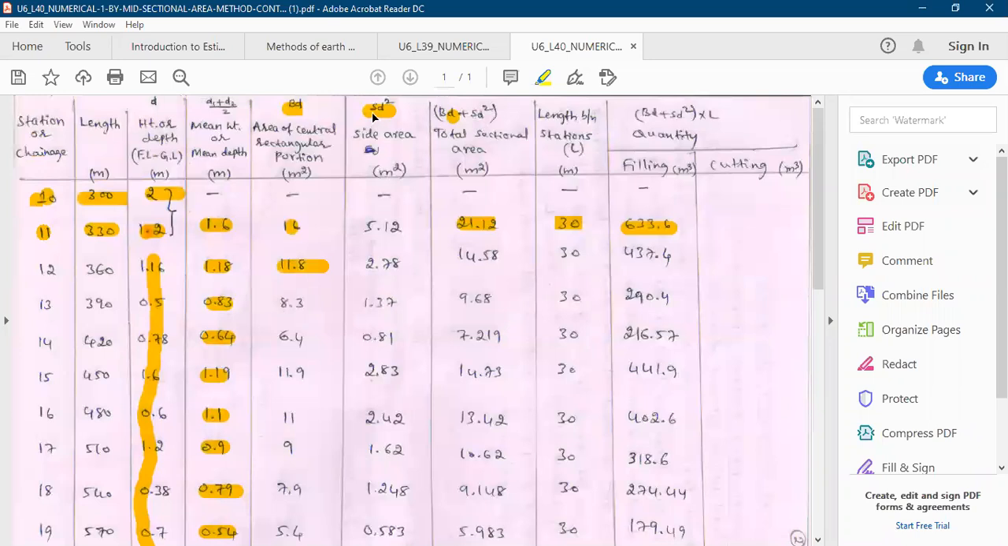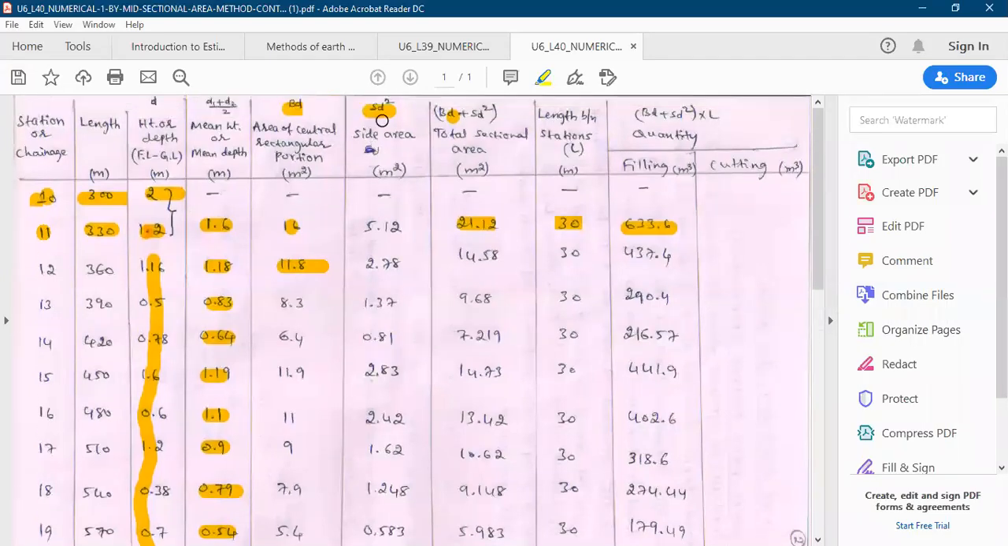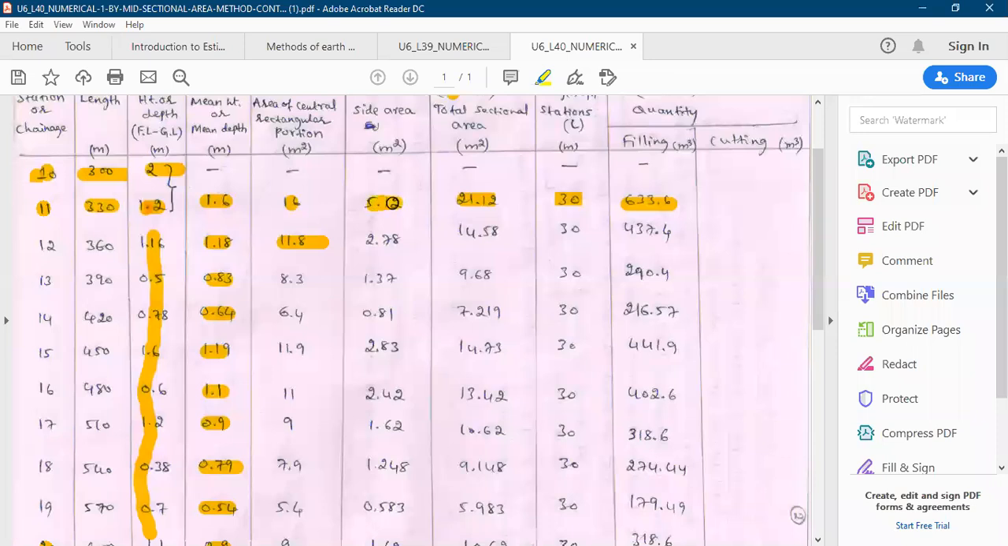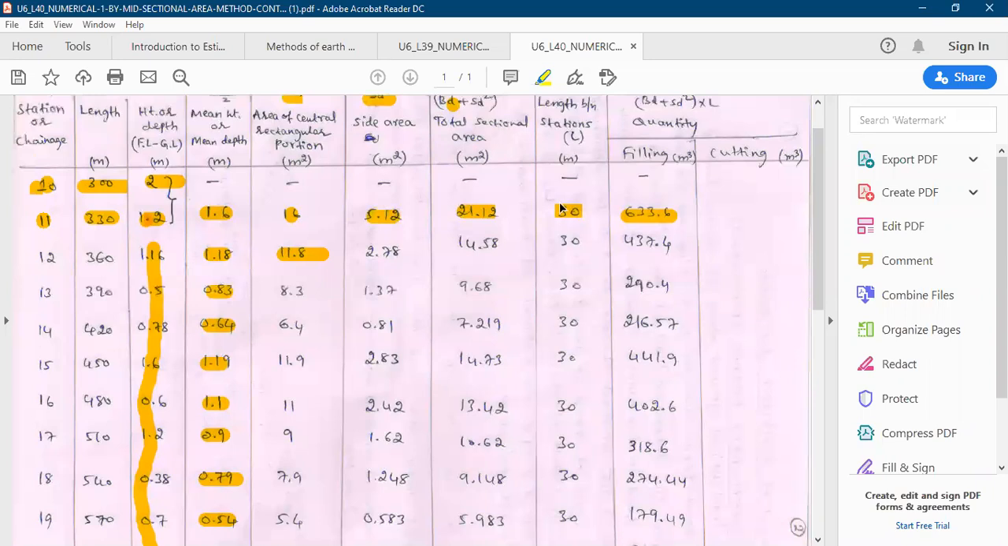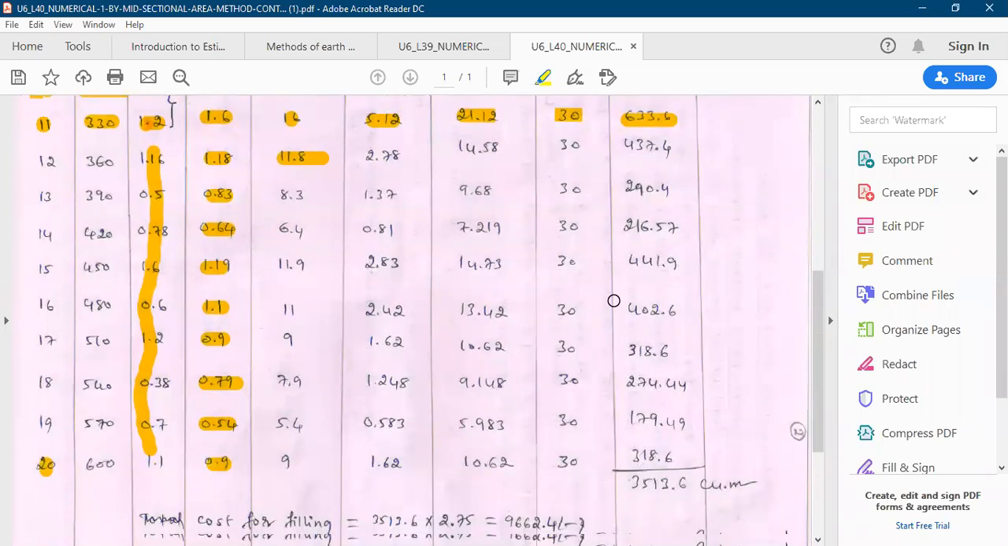And we can calculate SD square, actually SDm square. The average depth you have to take for the calculation of the triangular area. S is slope. Side slope is given as 2 to 1. S is 2, and the depth is the average depth 1.6. So 2 multiplied by 1.6 square will give the side slope area. Add this, and we get the area of the trapezoidal portion. Multiply with the length, and we'll get the total value.